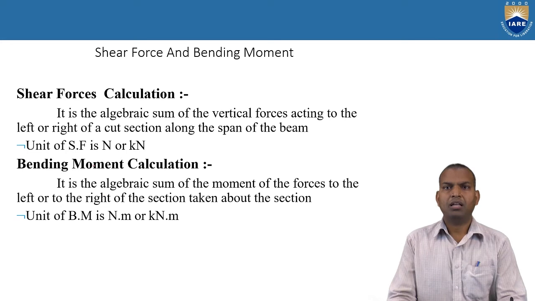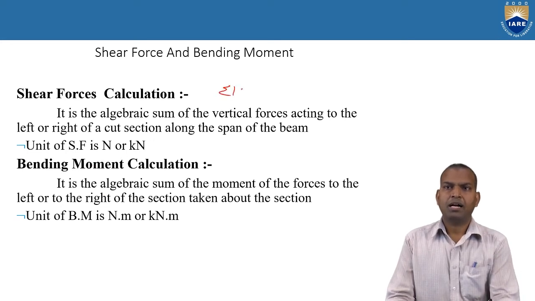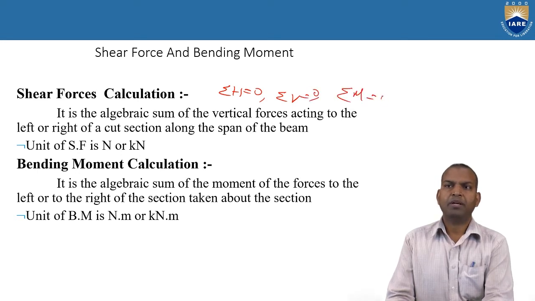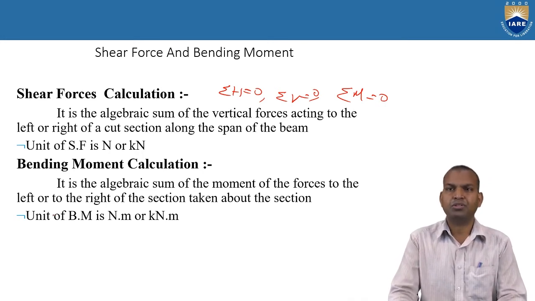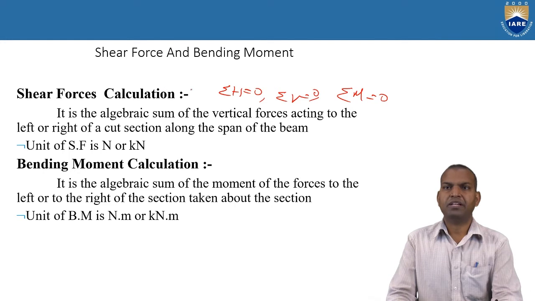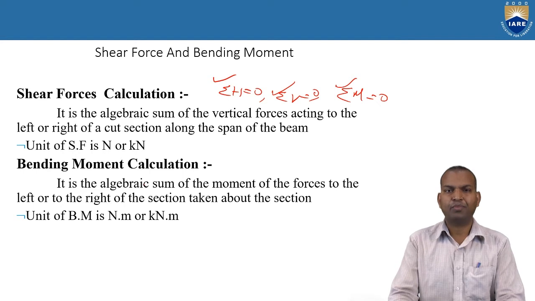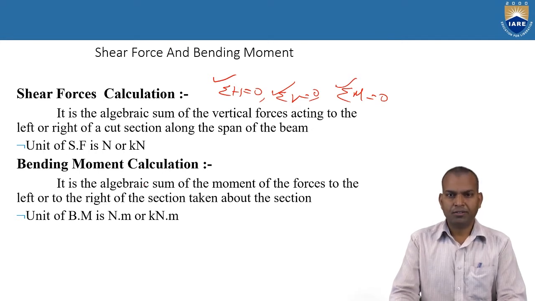The algebraic sum of all vertical forces is equal to 0, and for moment equilibrium, the algebraic sum of all moments about any arbitrary point is equal to 0. These three equilibrium equations are required in order to calculate the shear forces and bending moments when the beam is subjected to various types of loads such as point load, UDL and UVL. UDL stands for uniformly distributed load, whereas UVL stands for uniformly varying load.